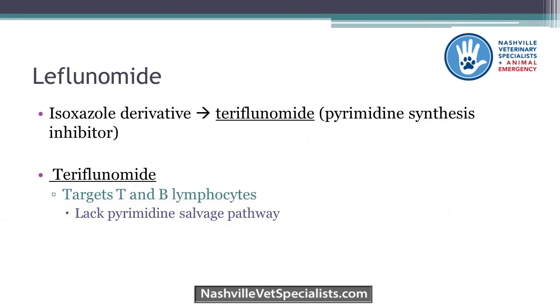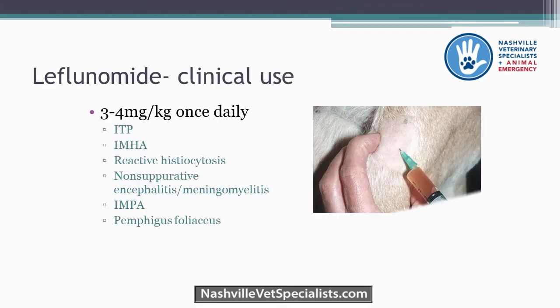Leflunomide, we really don't use very often. It's an isoxazole derivative that is converted into teriflunomide, and teriflunomide targets T and B lymphocytes. Instead of the purines, we're inhibiting the synthesis of pyrimidines in this case. The clinical uses, it's used in a lot of things, just like a lot of these drugs.